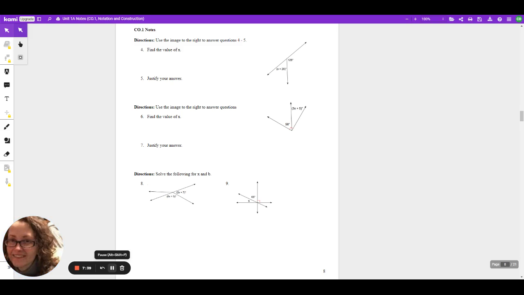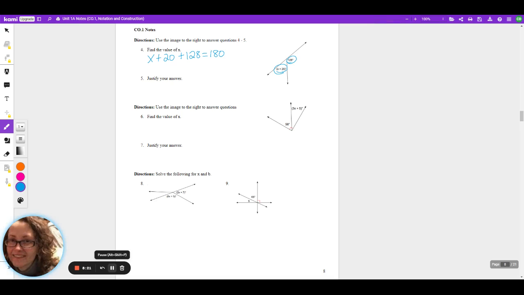Since both of these do represent supplementary angles, we would be able to set up our equation where we are adding each angle to give us a total of 180 degrees. Therefore, this x plus 20 and this 128-degree angle will give us a total of 180 degrees. We can write that as the following equation. x plus 20 plus 128 equals 180.